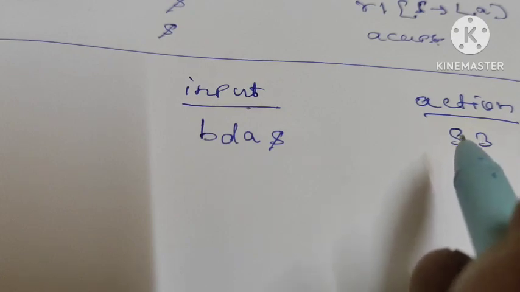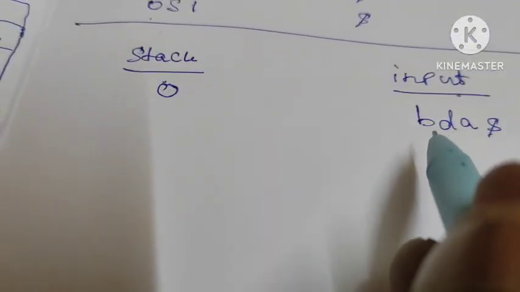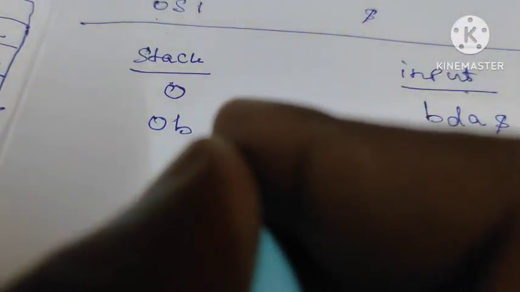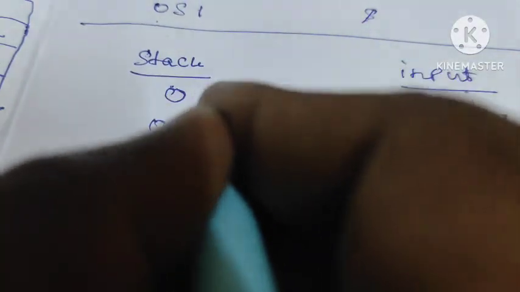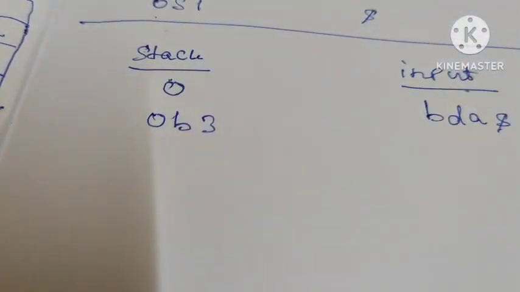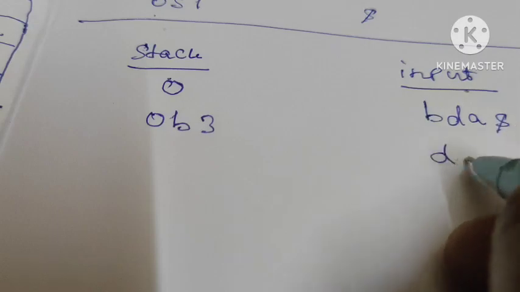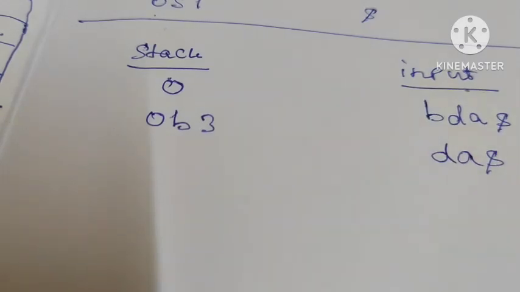One element means the first element, so B is the first element. Now 0 will become 0B. After that, we push the shift number, which is 3. So I write it as 3. Now what will be remaining in the input? We have D, A, dollar.